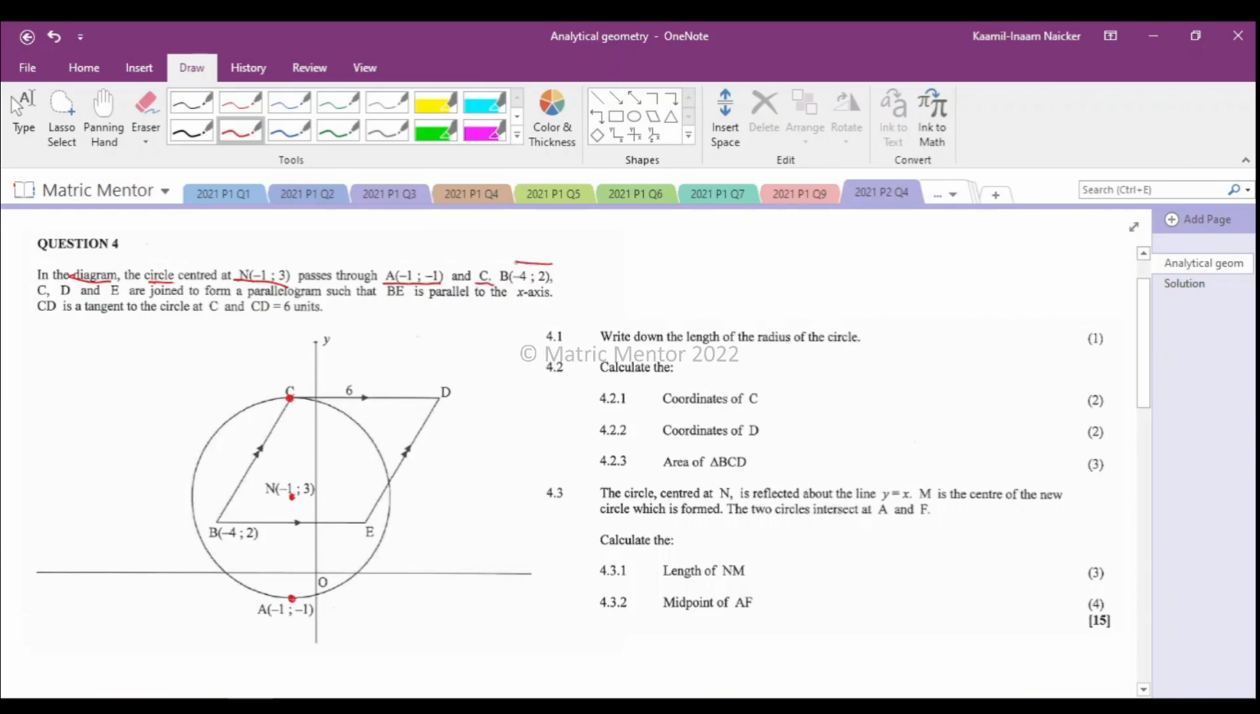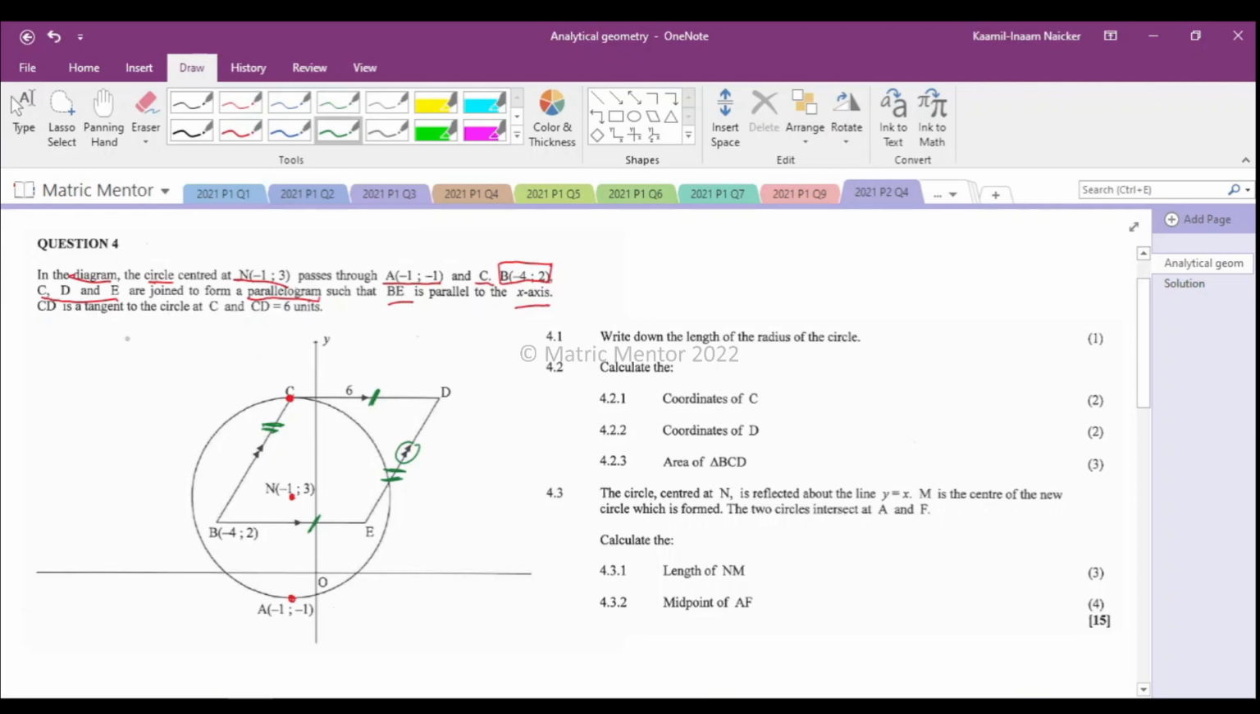All right, they say to you that B is at (-4; 2), and C, D, and E are joined to form a parallelogram such that BE is parallel to the x-axis. So I can see the parallel lines formed here, C, D, E, B, and you can see that they've put in the parallel lines for me already, right? But remember that because I have a parallelogram, my opposite sides are also going to be equal in length. So I'm just going to fill that in on the diagram as well. So we've got here, here, here, and there. Okay, so I've got my equal sides labeled.